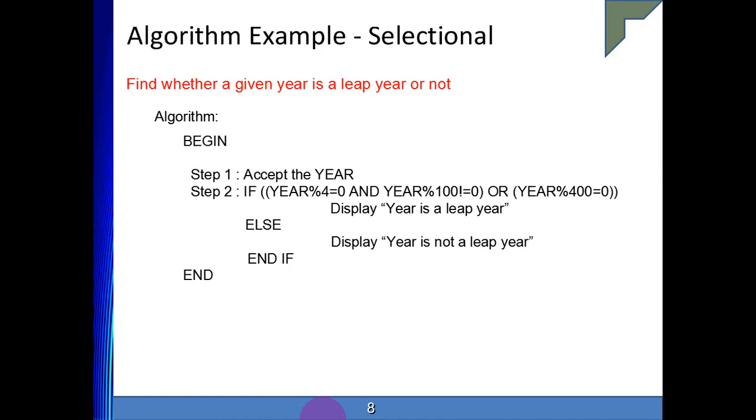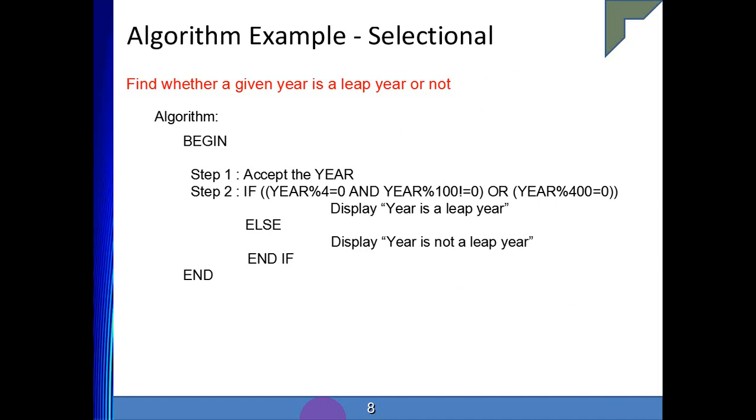Next, sequential: find whether a given year is a leap year or not. Accept the year. So what is the logic? Let's revise once again. In this particular problem, what is the input? It's nothing but the year. What is the output we are talking about? Whether it is a leap year or not. Any constant that is associated with it? Understand that, then you have to get the logic.